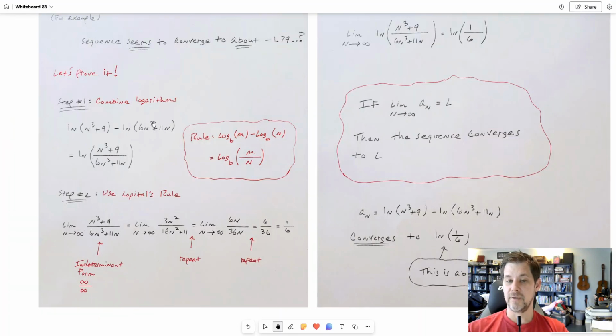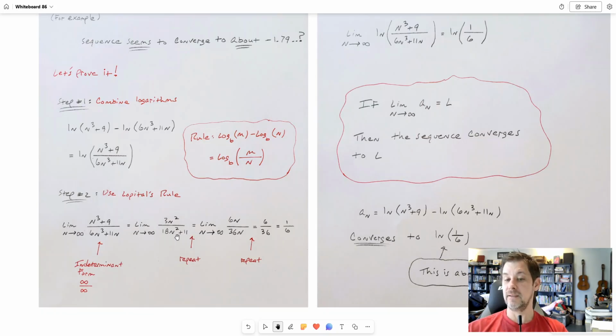So back where I am, I say, okay, if n goes to infinity, n to the third power plus 9 will go to infinity by itself. And so will 6n to the third plus 11n. So that is an indeterminate form. L'Hopital's rule says if I have an indeterminate form, I can reapply that limit to the derivative of the top. What's the derivative of n to the third plus 9? 3n squared. Over the derivative of the bottom. What's the derivative of 6n to the third plus 11n? It's 18n squared plus 11.